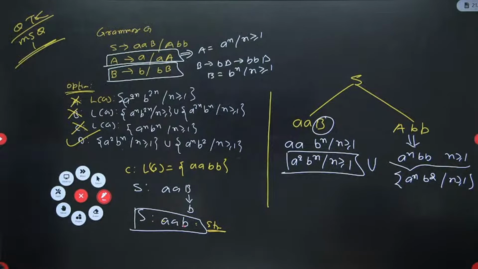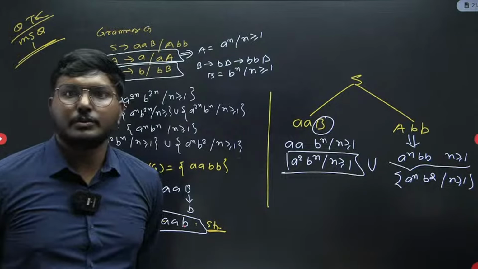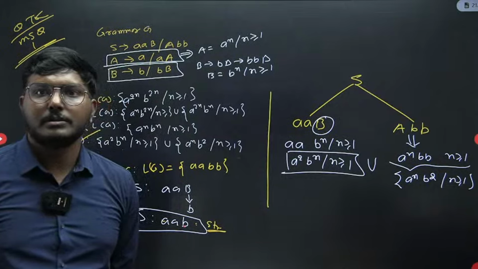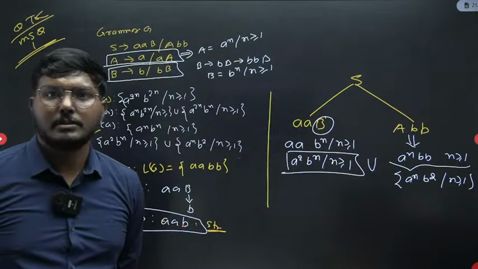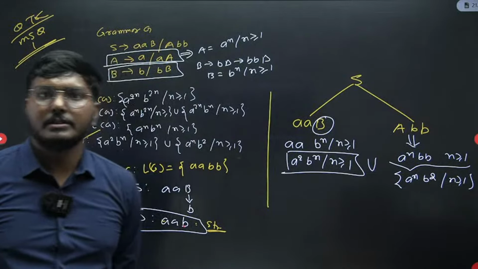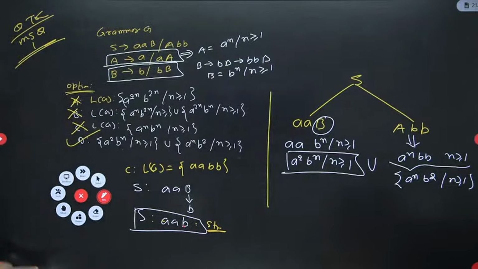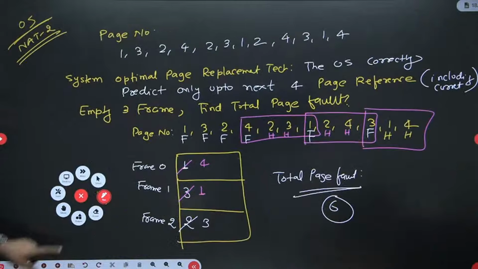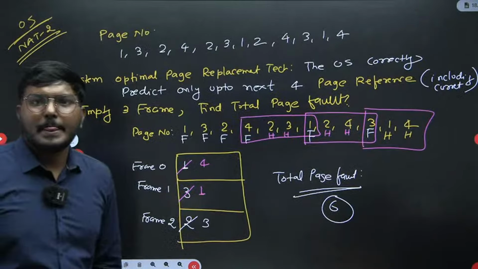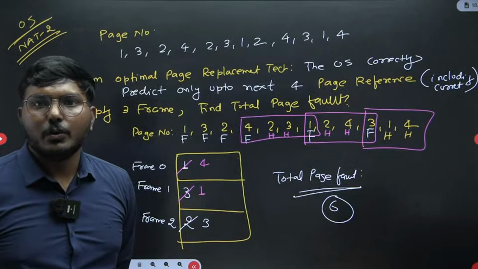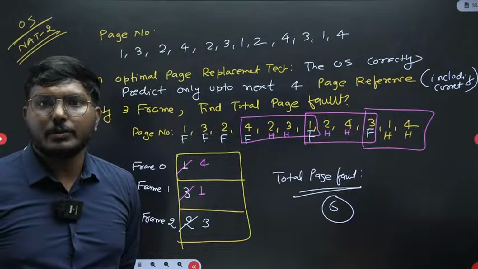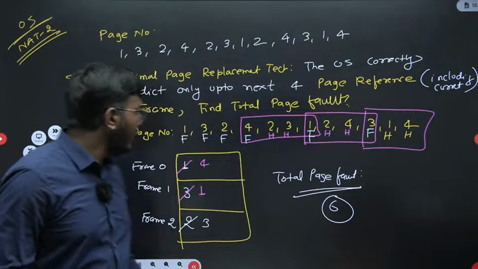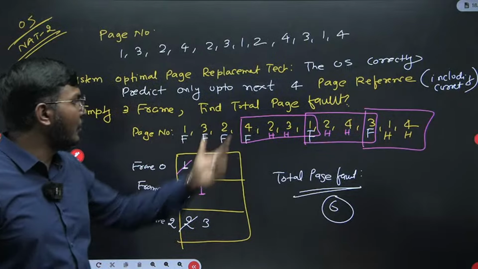Sir, in the page replacement question, why is the answer 2, and why no page fault till 4? Okay, let's see. Page replacement here. Yes, what is the problem? The answer will be 2. Why will there be no page fault till 4? Why don't we have any page fault till 4 here?